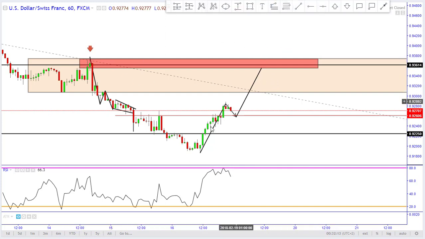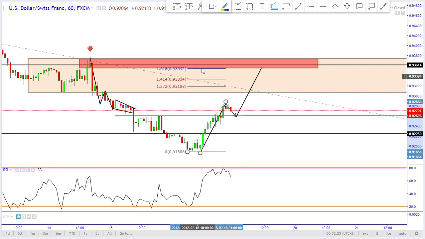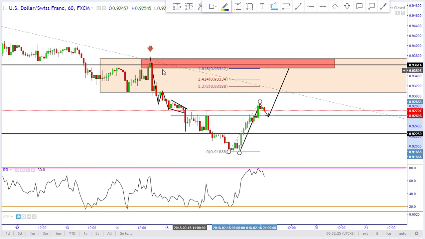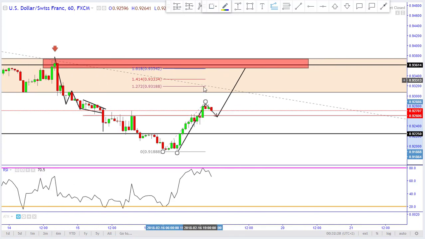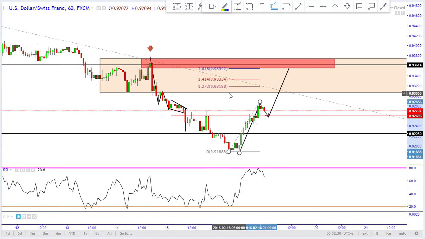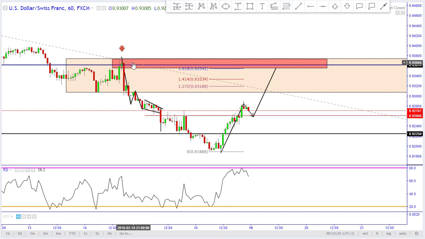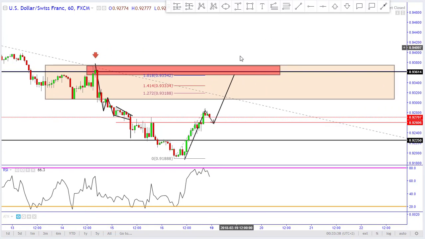Okay, then another tool I might use is an extension from that swing low back to this swing high. We have a 1618 extension lining up at our previous resistance levels right there. So if price does come to these resistance levels, then what is our entry technique? What are our rules for our entry if price does come to these resistance levels over there?